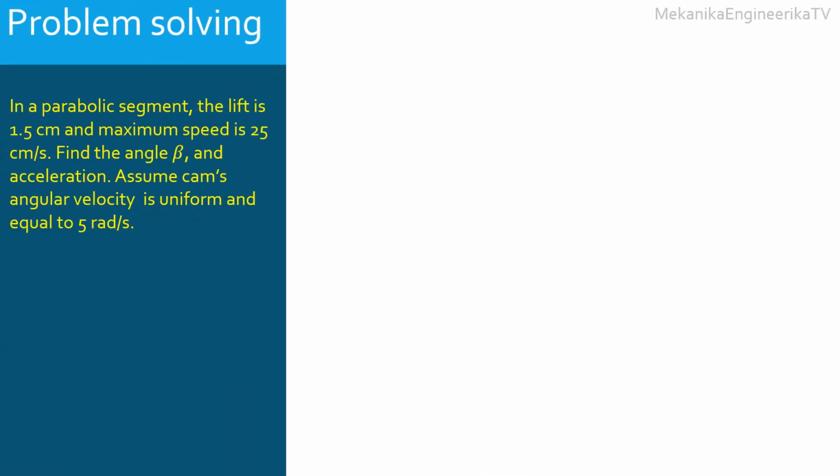Thus, we have shown here that beta is equal to 0.6 radians or 34.4 degrees. And the acceleration is equal to 83.3 centimeters per second squared.